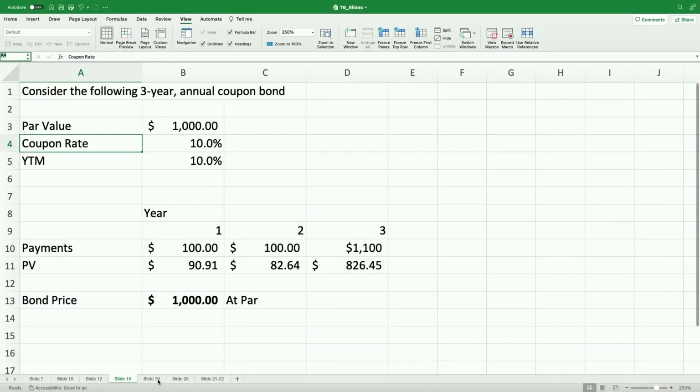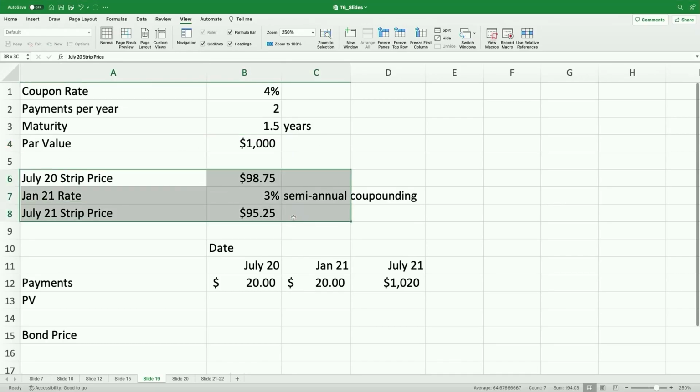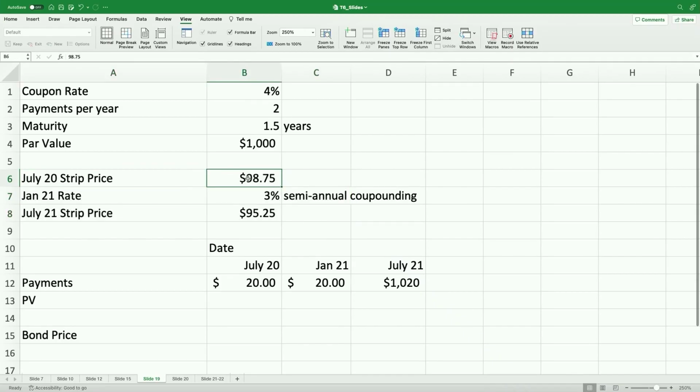All right, I'm on the next tab. And you can see the information that we just discussed. The coupon bond we're considering is a 4% coupon, semi-annual payments, so the payments per year is 2. It matures in 1.5 years. It has a par value or face value of $1,000. Here's the information on the strips. The July 2020 strip price, $98.75. The January 2021 strip rate is 3% with semi-annual compounding.